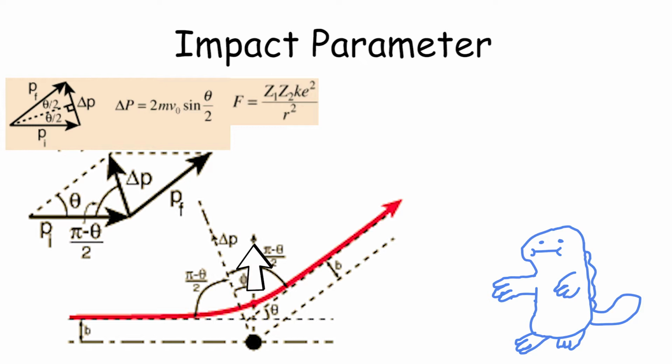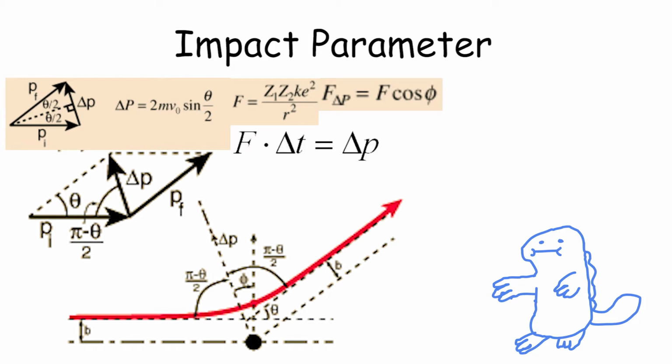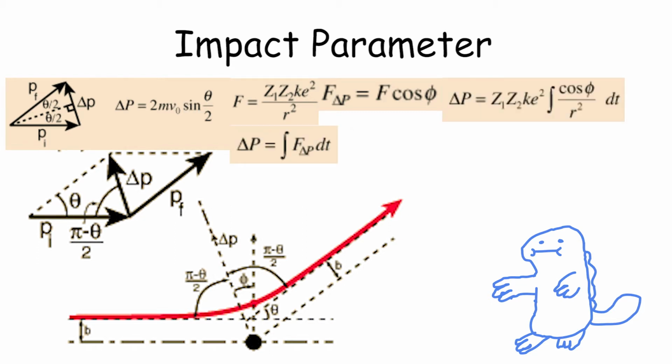We need to find the force component along the change in momentum, and thus we can use F equals F cos psi, with F being Coulomb's law. Using Newton's second law, we know that force equals change in momentum over the change in time. Rearrange the equation for the change in momentum equaling force times change in time. Integrating on both sides will result in the momentum of the alpha particle.